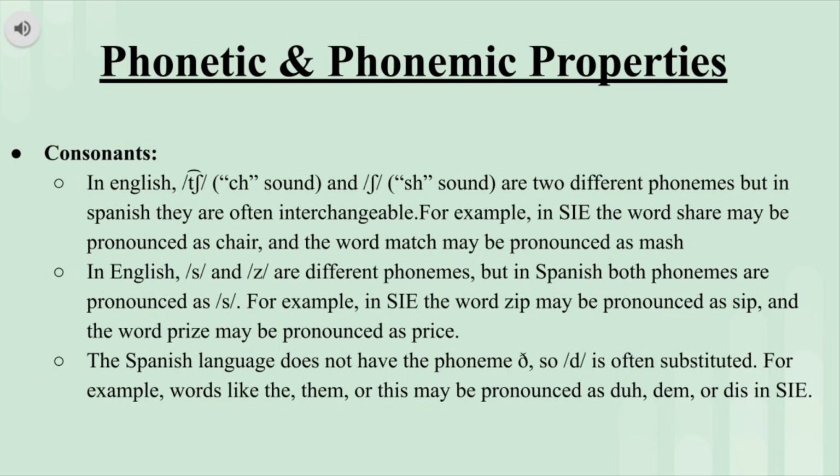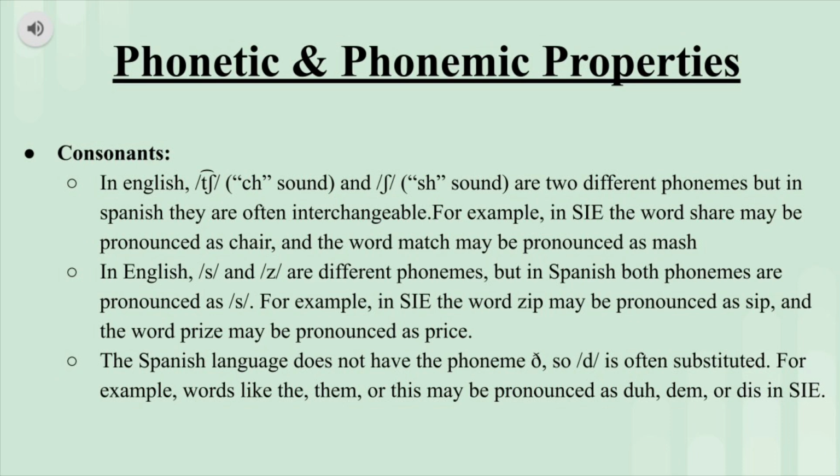In English, ch and sh are two different phonemes, but in Spanish they're often interchangeable. For example, in SIE, the word share may be pronounced as chair, and the word match may be pronounced as mash. In English, S and Z are different phonemes, but in Spanish, both phonemes are pronounced as the S sound. So, for example, in SIE, the word zip may be pronounced as sip. The word prize may be pronounced as price.